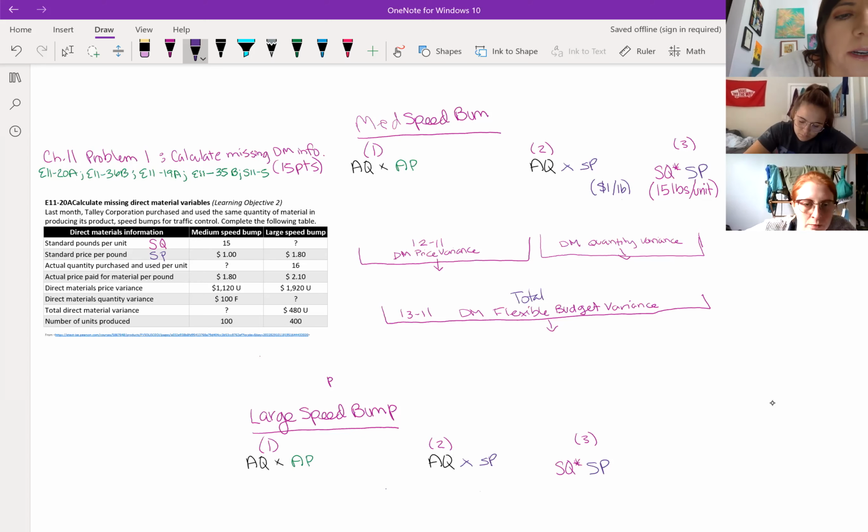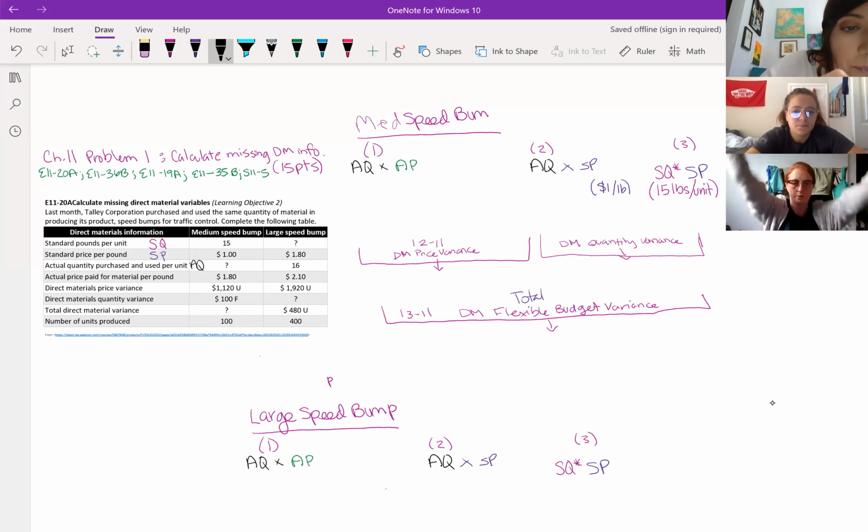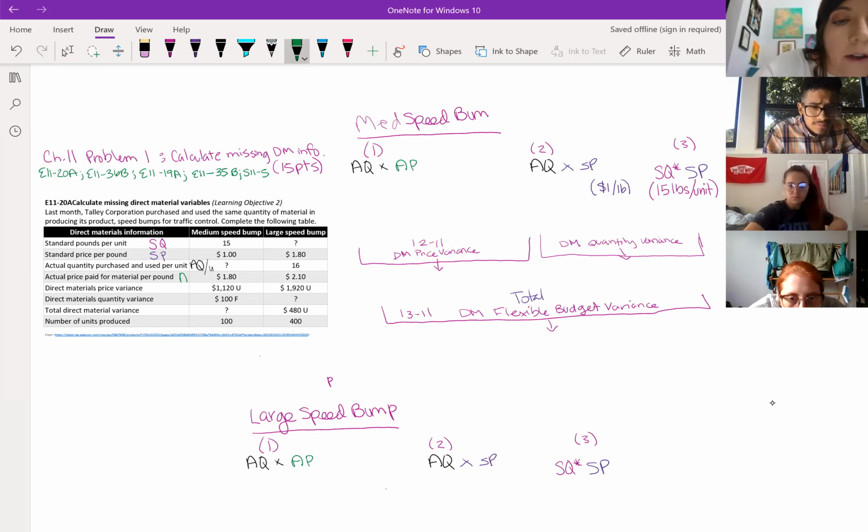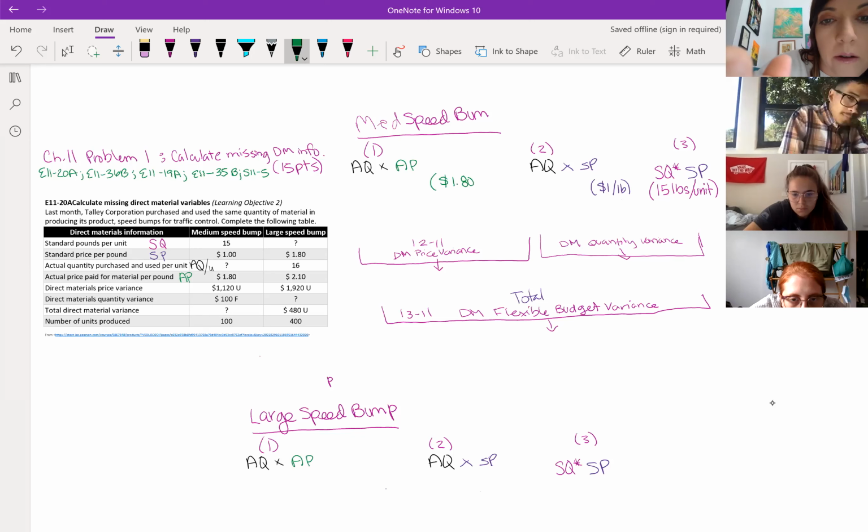Actual quantity purchased and used per unit. So that is going to be similar to AQ, but that's AQ per unit. We're going to have to figure that one out. Actual price paid for material per pound is going to be what? $1.80. Our actual price. So we're going to use it over here. $1.80 per pound.